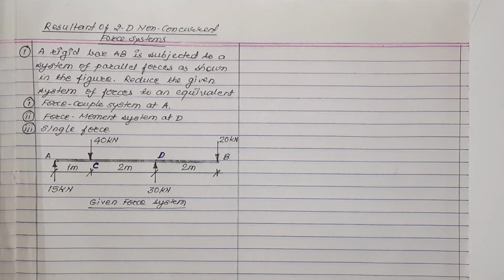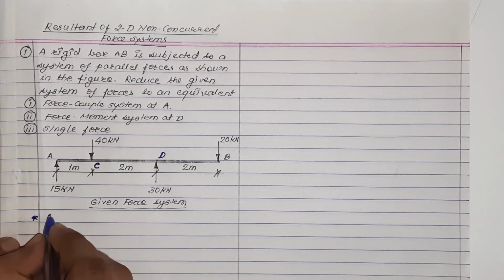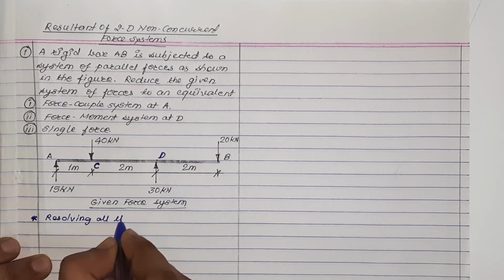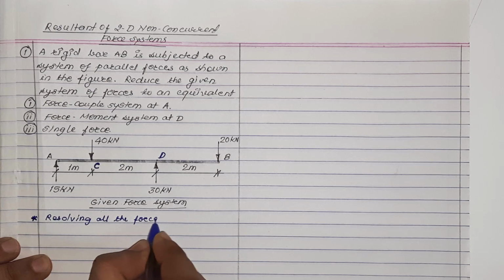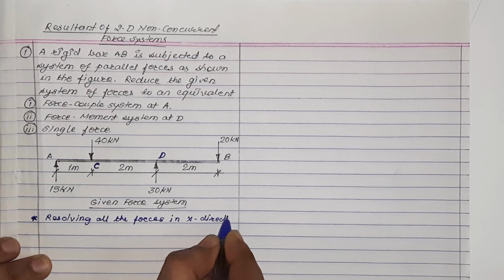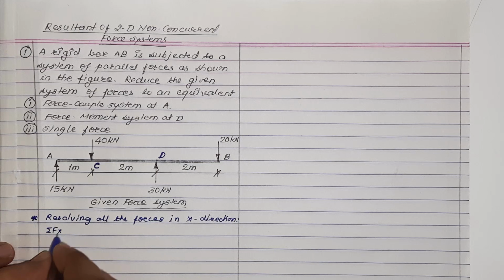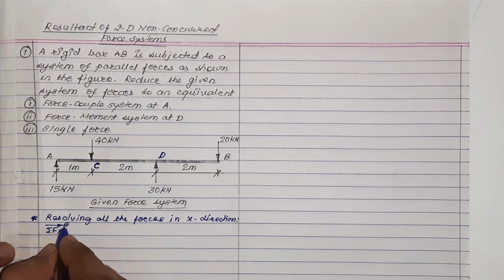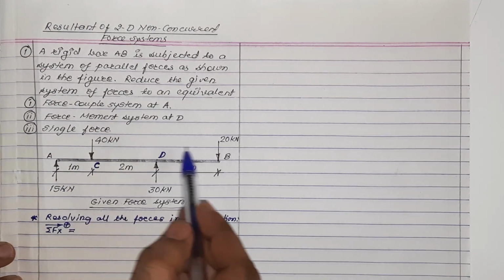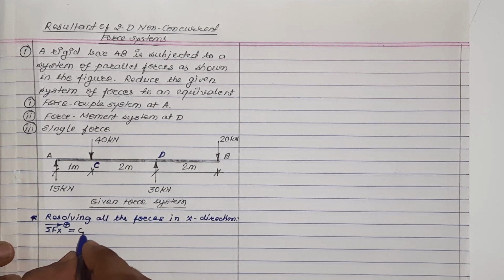We will begin with calculation of resultant force. So, resolving all the forces in x direction, that is horizontal direction. Here we will write summation Fx. Sign convention is rightward force positive, which is equal to, here if you observe, all the forces are vertical forces, hence their horizontal components will be 0.